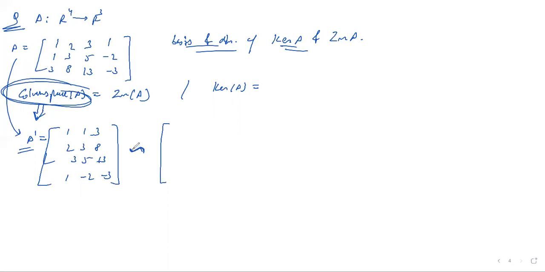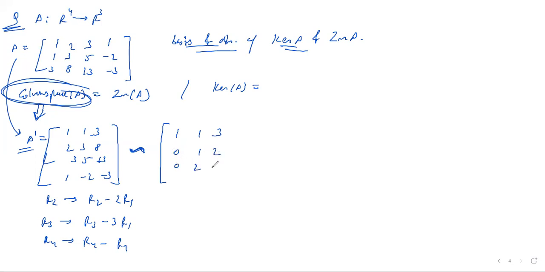So let's row reduce this matrix to echelon form by applying the transformations. In R2 we apply R2 minus 2R1, in R3 we apply R3 minus 3R1, and similarly in R4 we apply R4 minus R1. This would give us 0 1 2, 0 2 4, and 0 minus 3 minus 6.